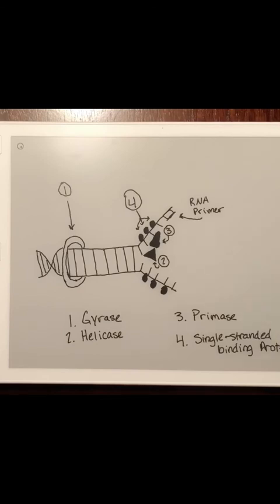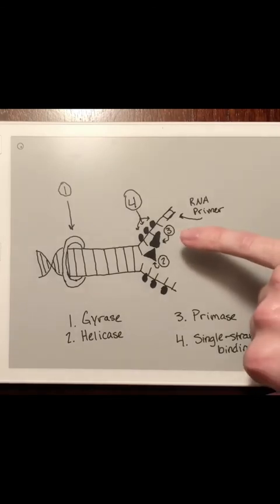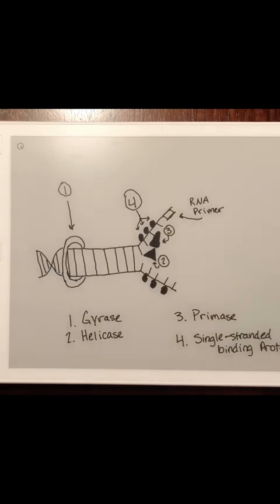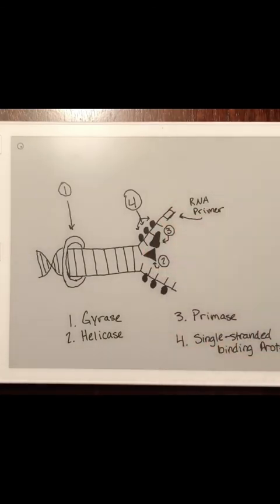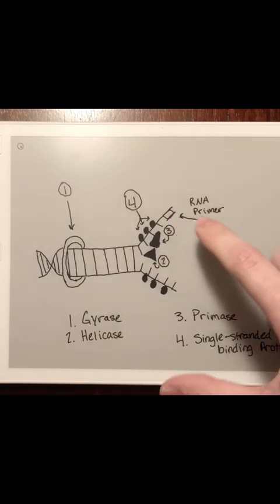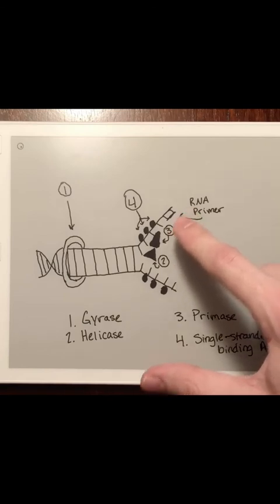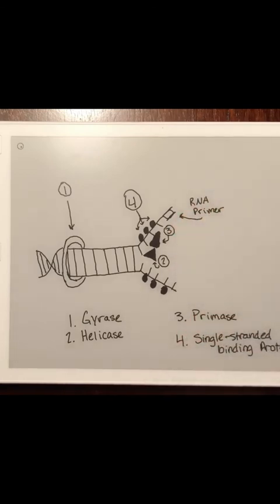The third feature is primase, and that's labeled number 3. The function of RNA primase is to insert short RNA primers along the lagging strand, which will be explained in the next page. This allows DNA polymerase 3 to anchor, and I've put an example of an RNA primer right there. They're just placed along the lagging strand.